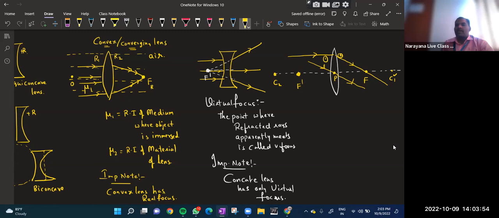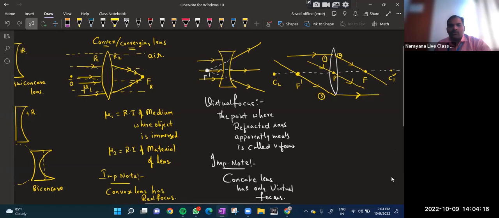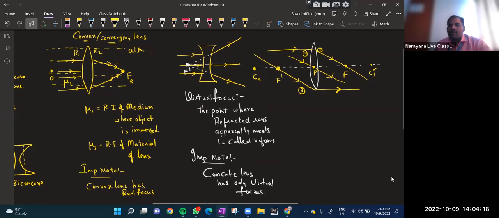And any ray of light passing through the focus like this, how will it bend? It must bend parallel to the principal axis. These are all our what here? Rule number three. By using these three rules, we can analyze how the image will form and where it will form.